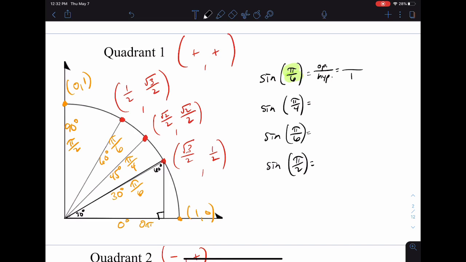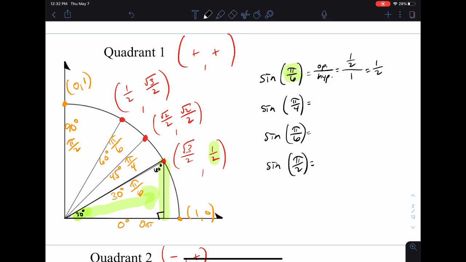And then opposite, well, the angle on the unit circle is always the inside angle here, so in this case 30. Opposite is always going to be that side there, and that side is always going to be the y value. That's the height. So then you finish and you got 1 over 2. Same thing for pi over 4.